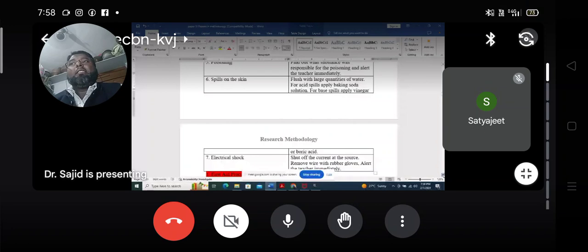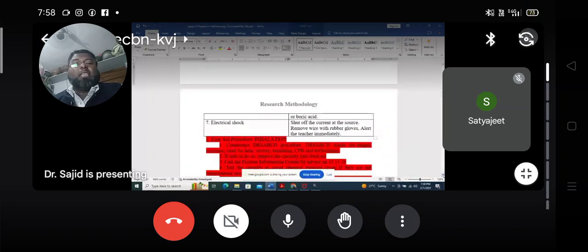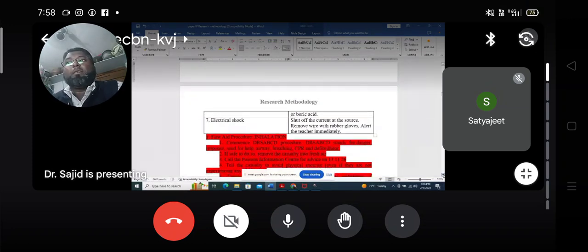Then next is the electrical shock. If electrical shocking is there, at that time you have to switch off the main switch of the electricity. That care we have to take, those things we have to do for first aid. These are the first aid.